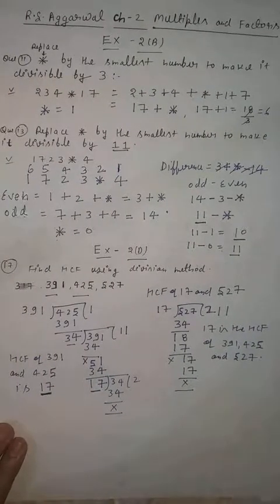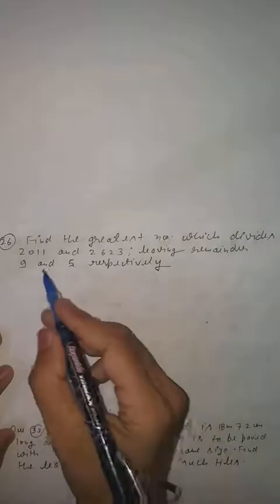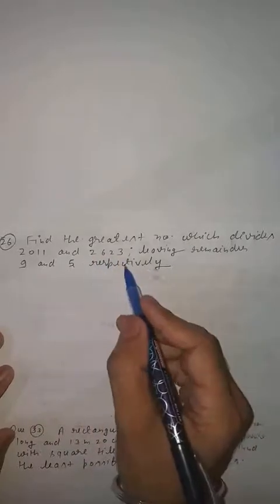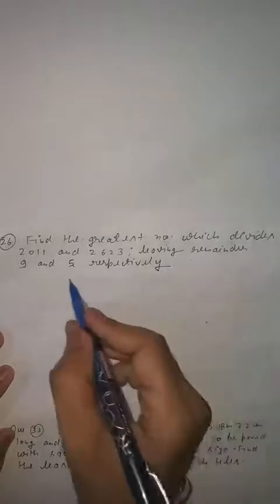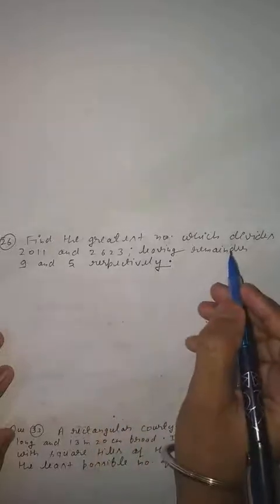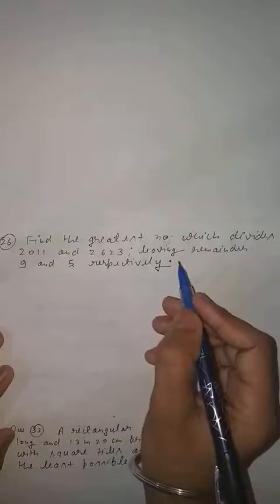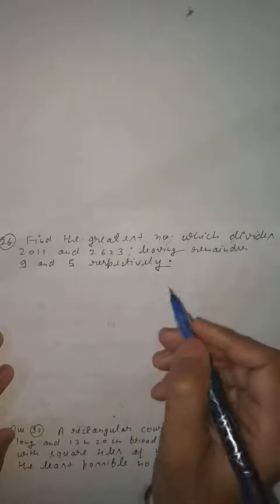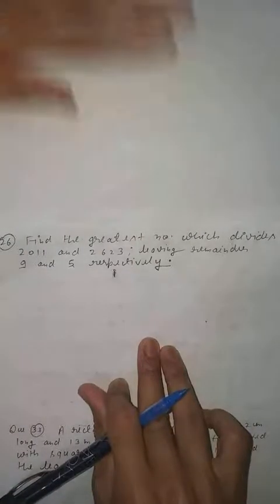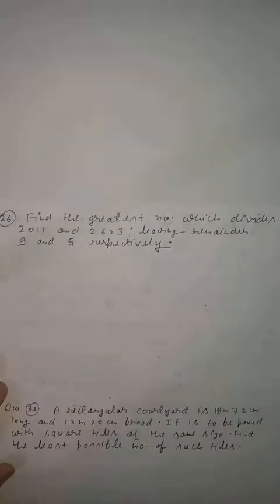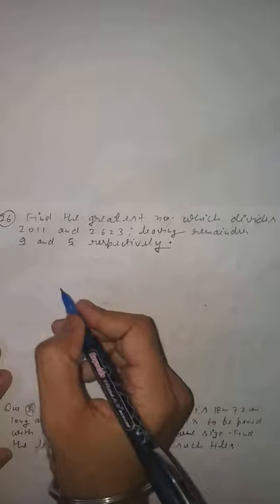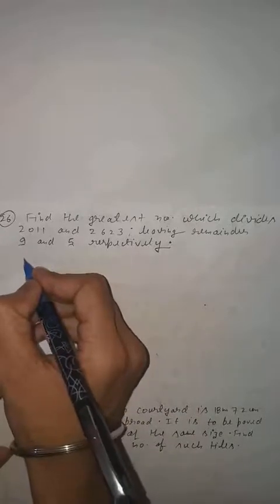Clear, students? Now students, our next question is question number 26, which is quite different. Find the greatest number which divides 211 and 2623, leaving remainder 9 and 5 respectively. This is a different question. So student, if you have to find the greatest number, what will you find? Always remember, you will find the HCF, and the HCF you can find any way. So here I am going to find the HCF by long division method. Previously I explained this.